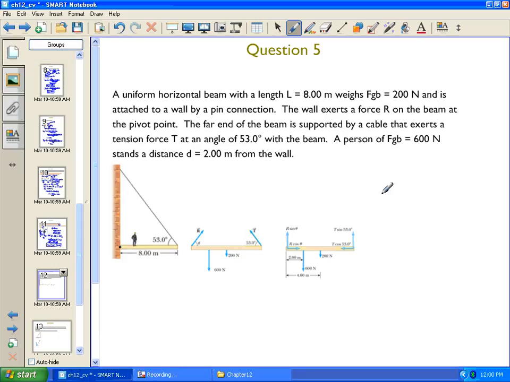Welcome to the last part of the problem-solving session for Chapter 12. We begin where we left off, question 5.